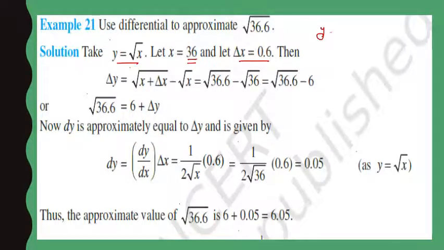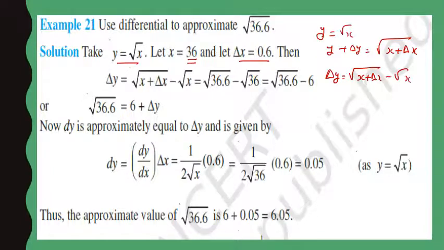Previously I told you y is equal to root x. What is y plus delta y? Y plus delta y is equal to root of x plus delta x. Therefore, subtracting, delta y is equal to root of x plus delta x minus root x. So that is root of 36.6 minus root 36. That means root of 36.6 minus 6. So we can write root of 36.6 is equal to 6 plus delta y.